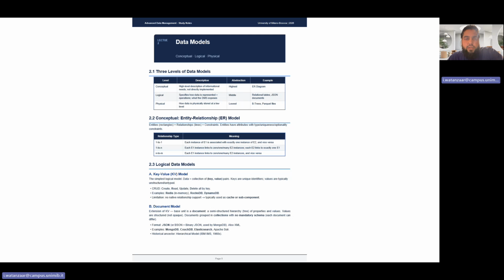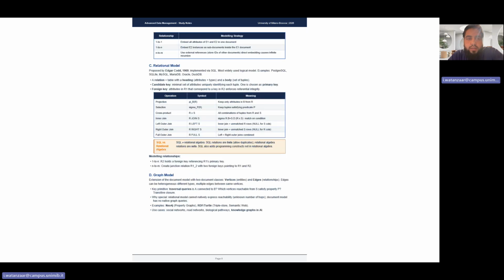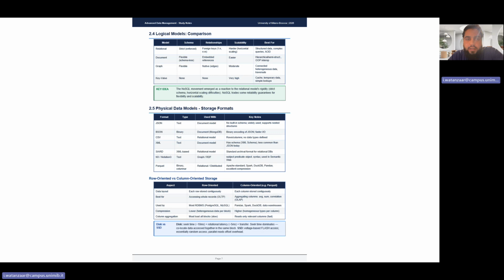Okay, now we're discussing the logical data models. As per the three levels of data models, we are now in the middle abstraction. Here we are discussing multiple data models: the key value model, the document model, the relational model, and the graph model. Then there is a short comparison of all the logical models, and then we will move to the physical data models.